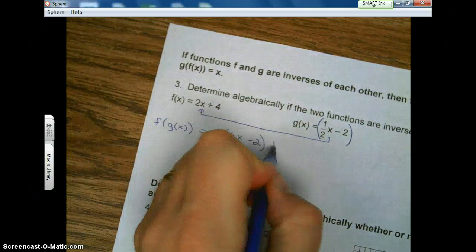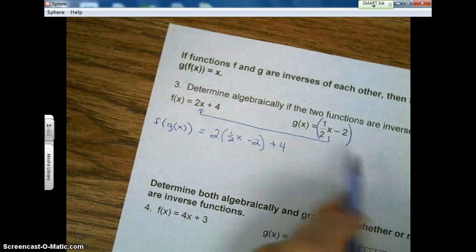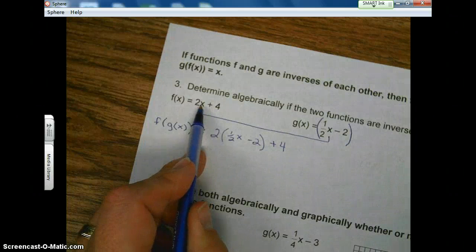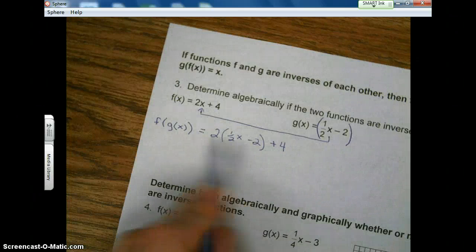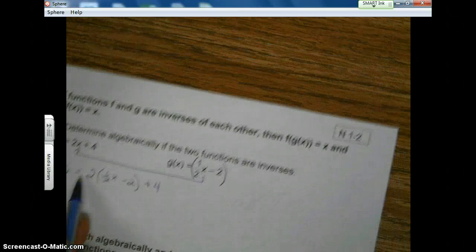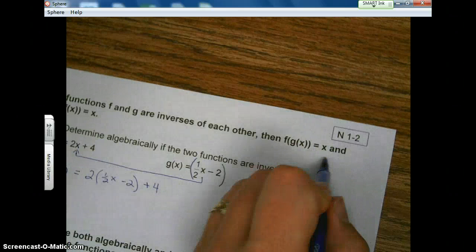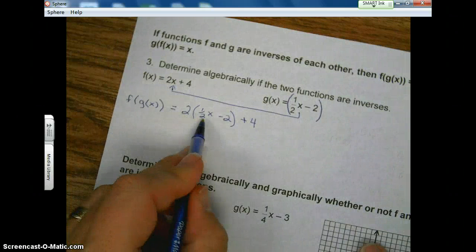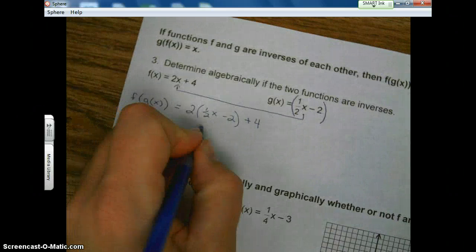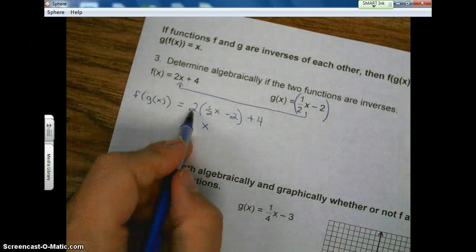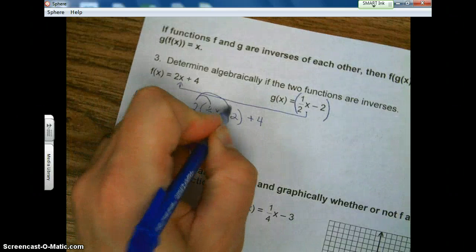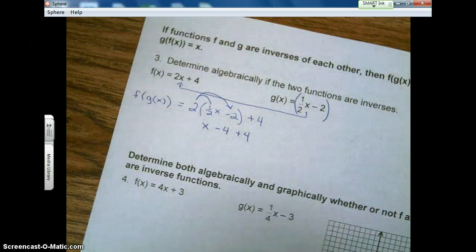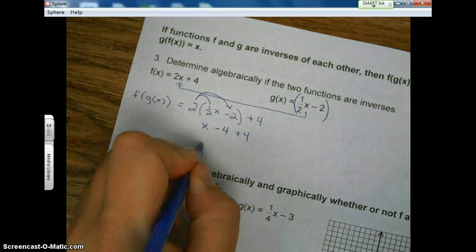Okay, plus 4. We're substituting this function into the other function everywhere we see an x. Now, next thing we want to do is simplify this. The goal is for our answer to be x. Let's find out. 2 times a half is going to be 1x. Distributing, 2 times negative 2 is negative 4. Negative 4 plus 4 is 0.